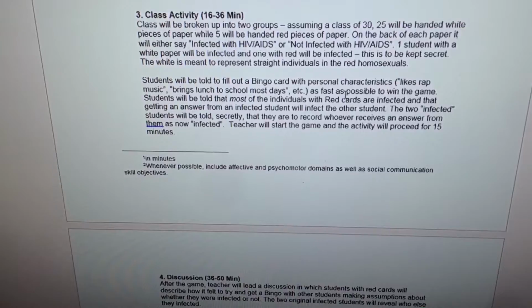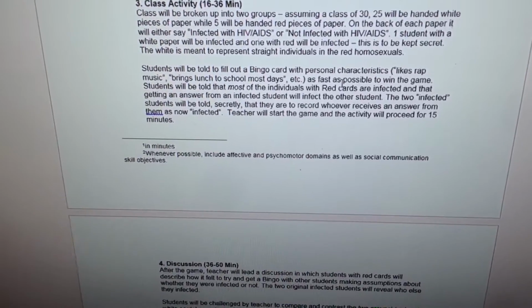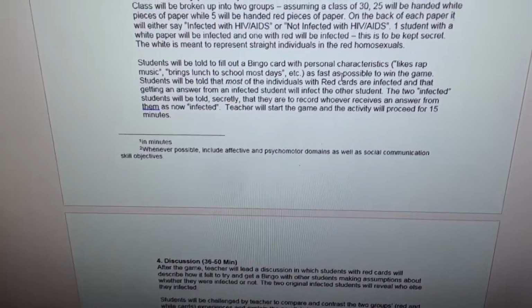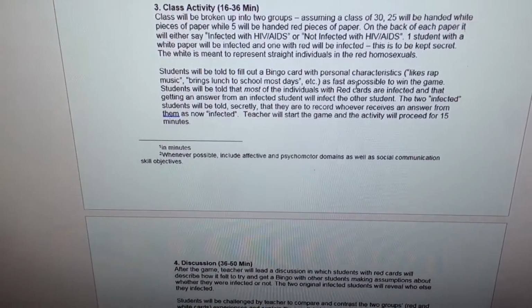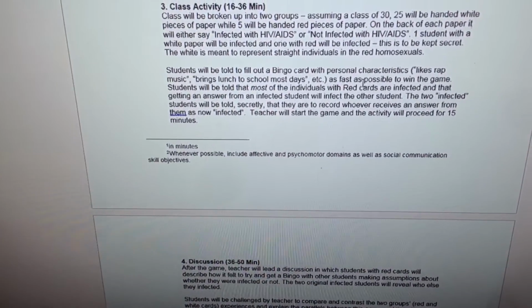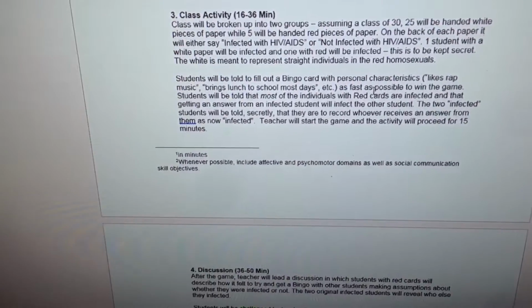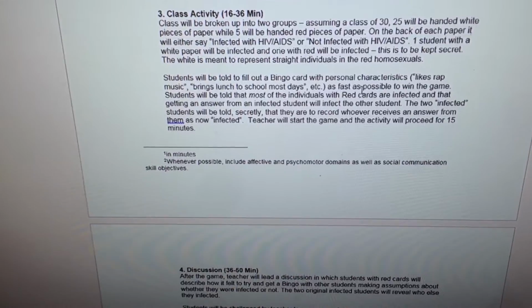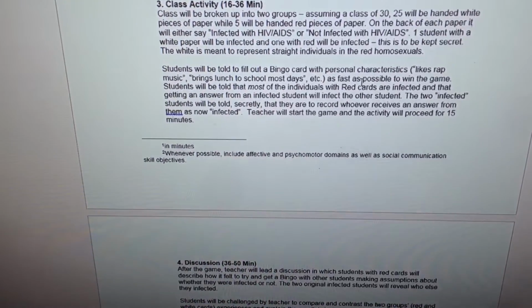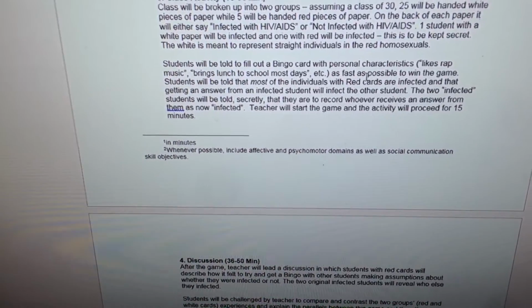So this is meant to be comparable to how society saw homosexual individuals during the AIDS crisis, because they didn't really know that it was an STD, they didn't know that it was transmitted through blood, so they were essentially treating homosexual individuals as red herrings or something to avoid.